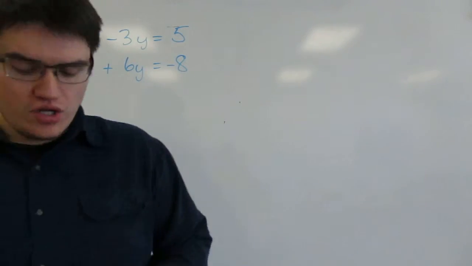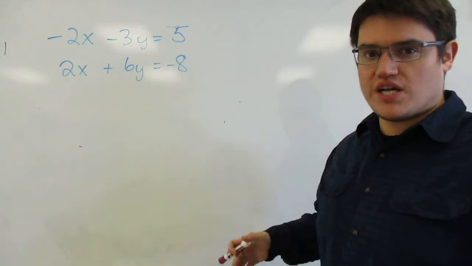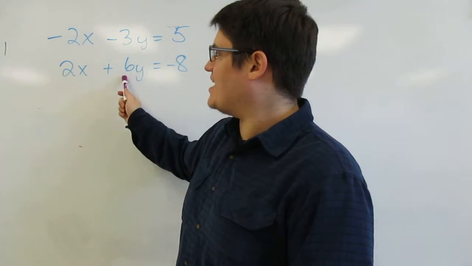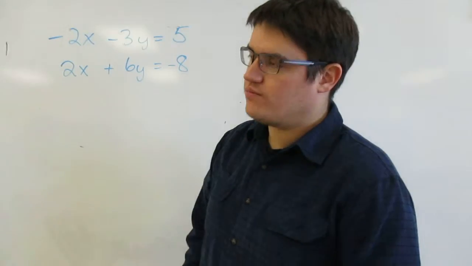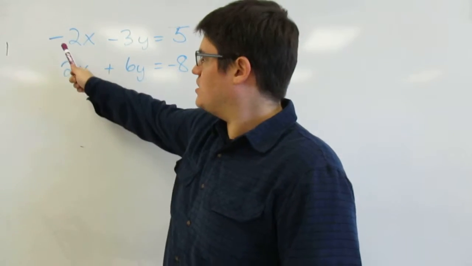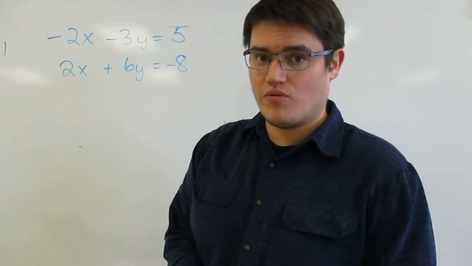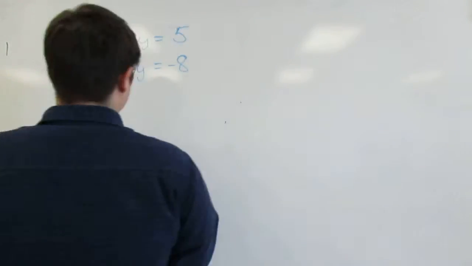Welcome back. Okay, so what we first want to do, before we do anything, we want to see if there's any way we can eliminate a variable. Well, look in here. I can't eliminate y, because negative 3 plus 6 doesn't give me 0. But negative 2x plus 2x does give me 0. So in this case, I'm going to eliminate x. So add these together. Negative 2x plus 2x gives me 0x.